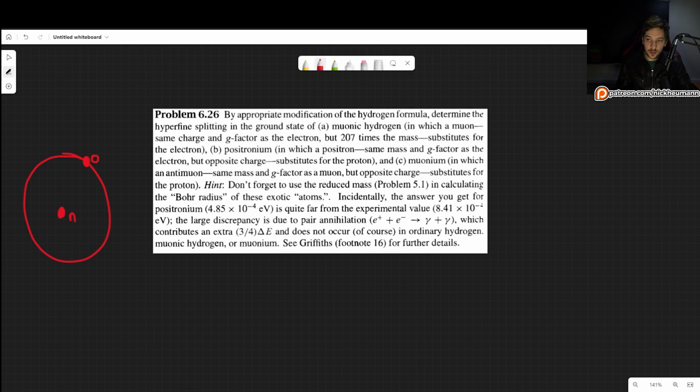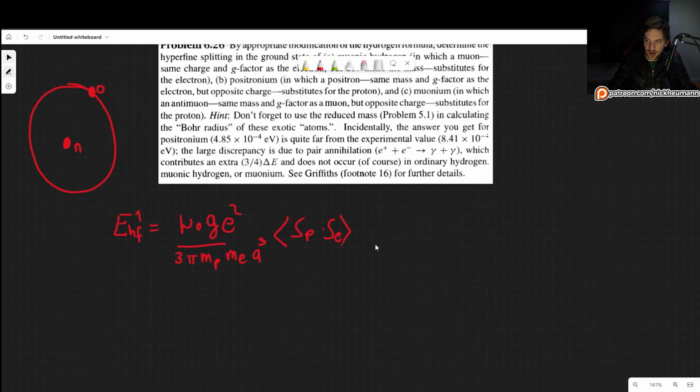Well, the formula that we found previously was that in the most general terms, the hyperfine splitting, the energy due to it, of course, is the g factor times e squared divided by 3 pi, the mass of the proton, the mass of the electron, a cubed, and then S_p, S_e. So this is what we found.